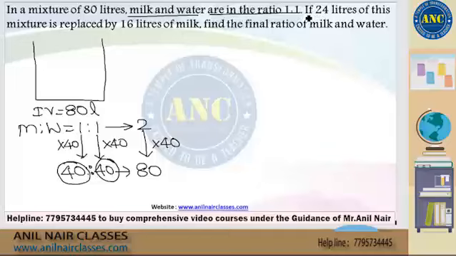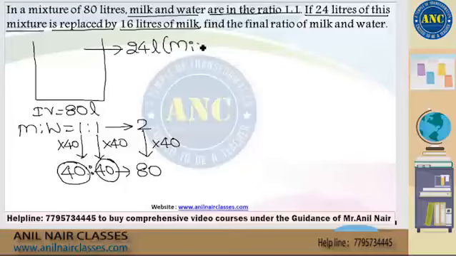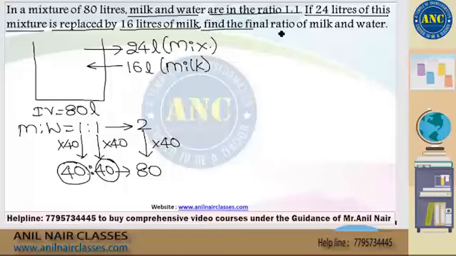That is the meaning. Now, if 24 liters of this mixture is replaced by 16 liters of milk, I am taking out 24 liters of mixture outside and replacing that with 16 liters of milk. This addition of milk was not there in my previous question. Because it was not there, the final ratio happened to be my initial ratio, but it will not be in this case. In fact, if 24 liters of this mixture is replaced by 16 liters of milk, find the final ratio of milk and water. Same logic.